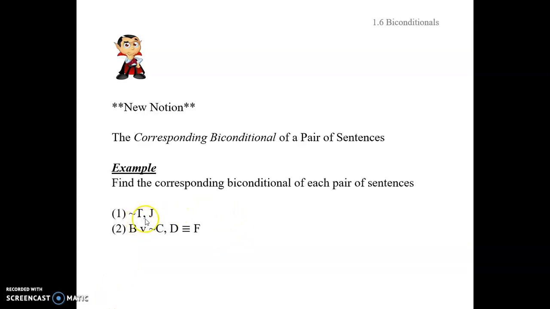So let's do an example really quick. Here's a pair of sentences for this example that I just pulled out of a hat. Also, here's a pair of sentences that I just pulled out of a hat. For this pair of sentences, find its corresponding biconditional. For this pair of sentences, find its corresponding biconditional. Pause now and try that.